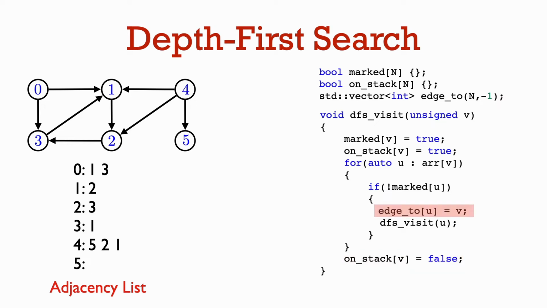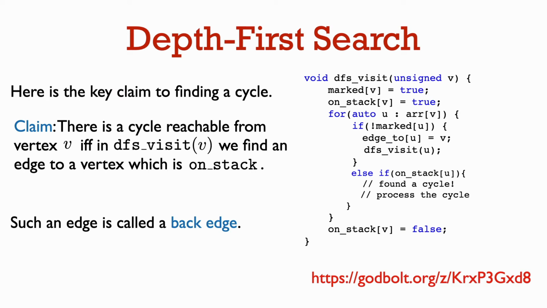The other change is that before we call DFS visit on vertex U, we record the name of the vertex from which we visit U. So when we are visiting U from vertex V, we set edge2 of U to be equal to V.